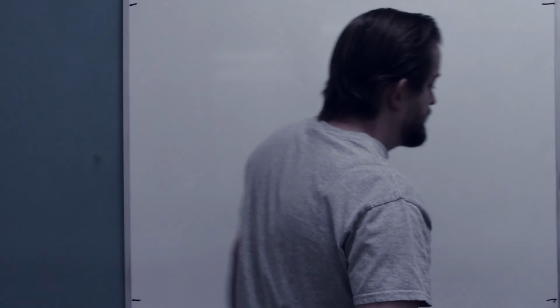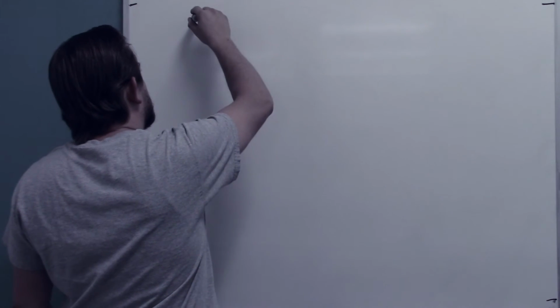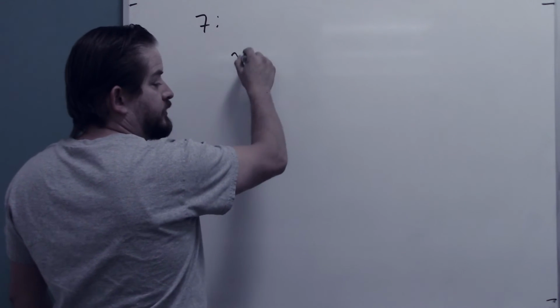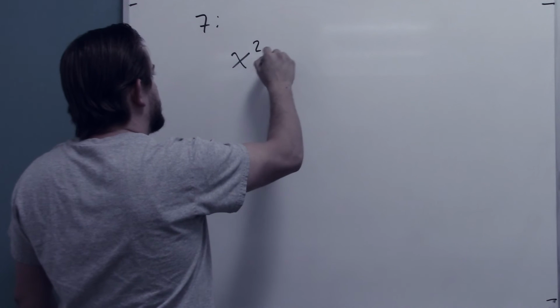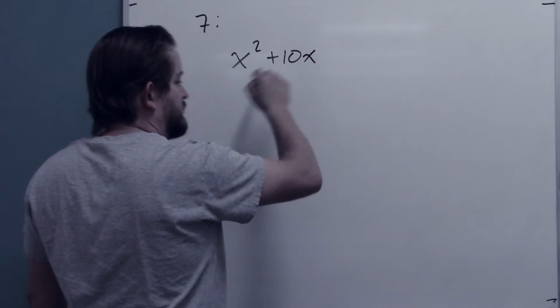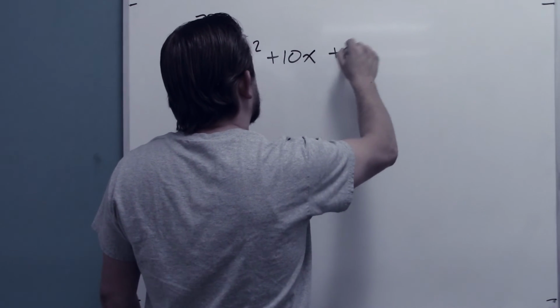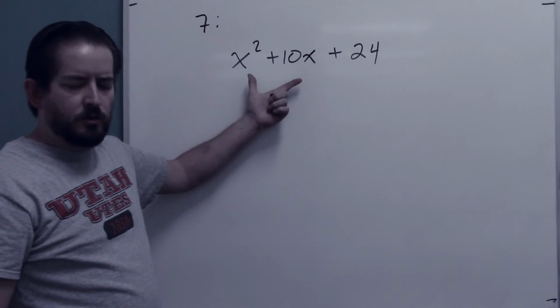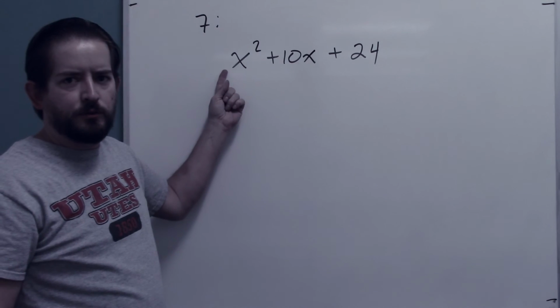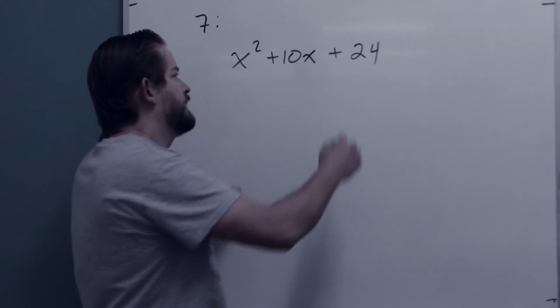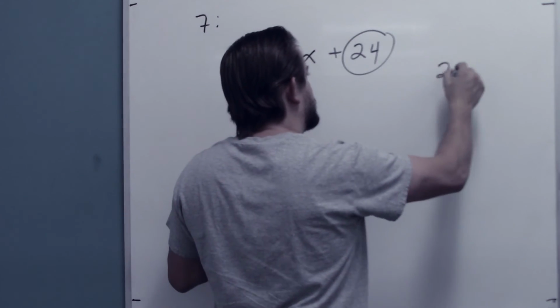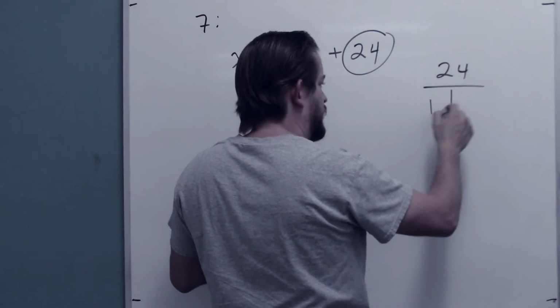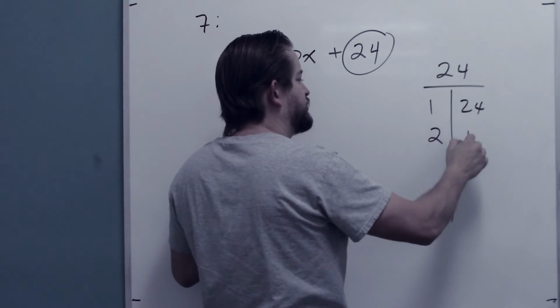Let's look at number 7. It says to factor the trinomial x squared plus 10x plus 24. Whenever I have a quick, easy trinomial with a coefficient of 1 in front of my x squared term, I'm really just going to take this 24 and find its factor pairs: 1 and 24, 2 and 12.